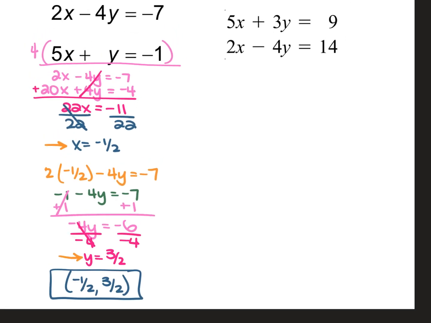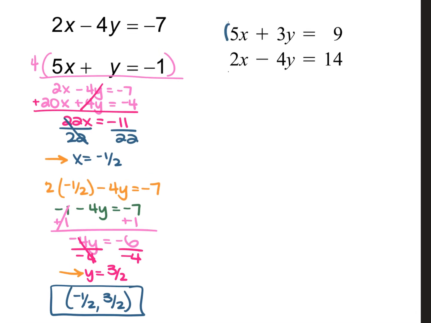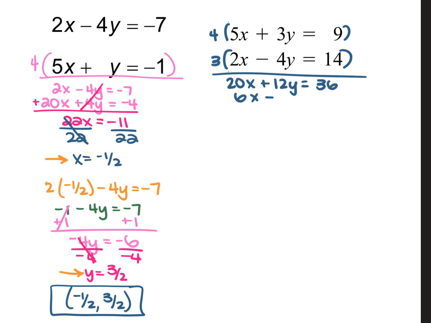For an example like your next one where you have 5x plus 3y is equal to 9 and 2x minus 4y is equal to 14, you have two different things that you can do. You can either cancel out your x's or you could cancel out your y's. Your y's already have opposite signs, so I would go with that. To cancel out your y's, you're going to multiply the top equation by 4, bottom equation by 3. So this is going to give you 20x plus 12y is equal to 36, and 6x minus 12y is equal to 42.